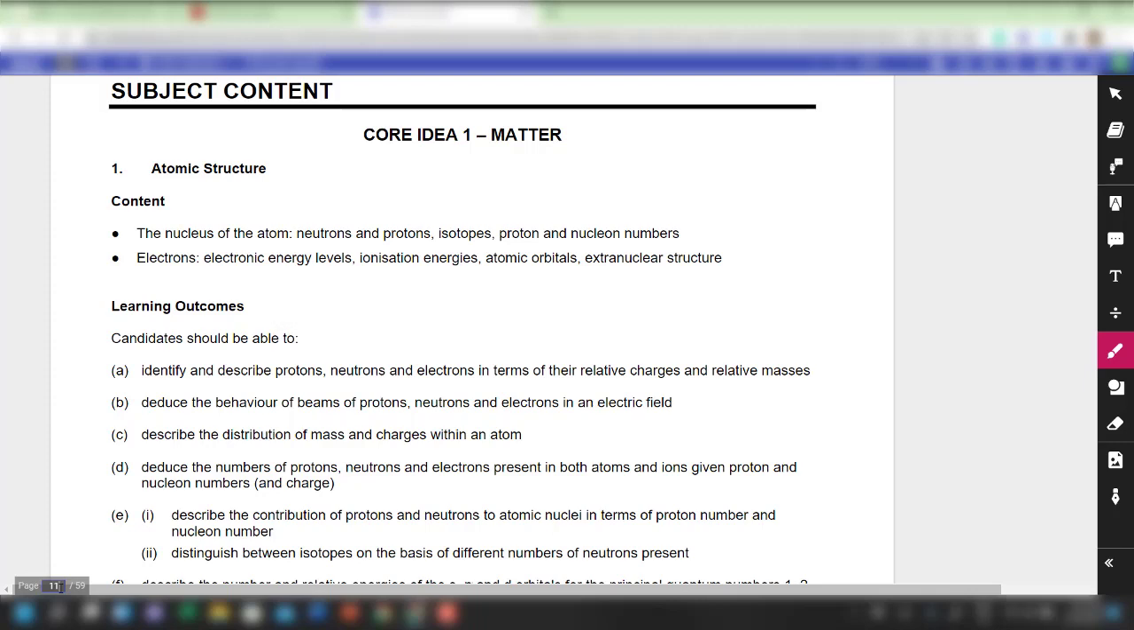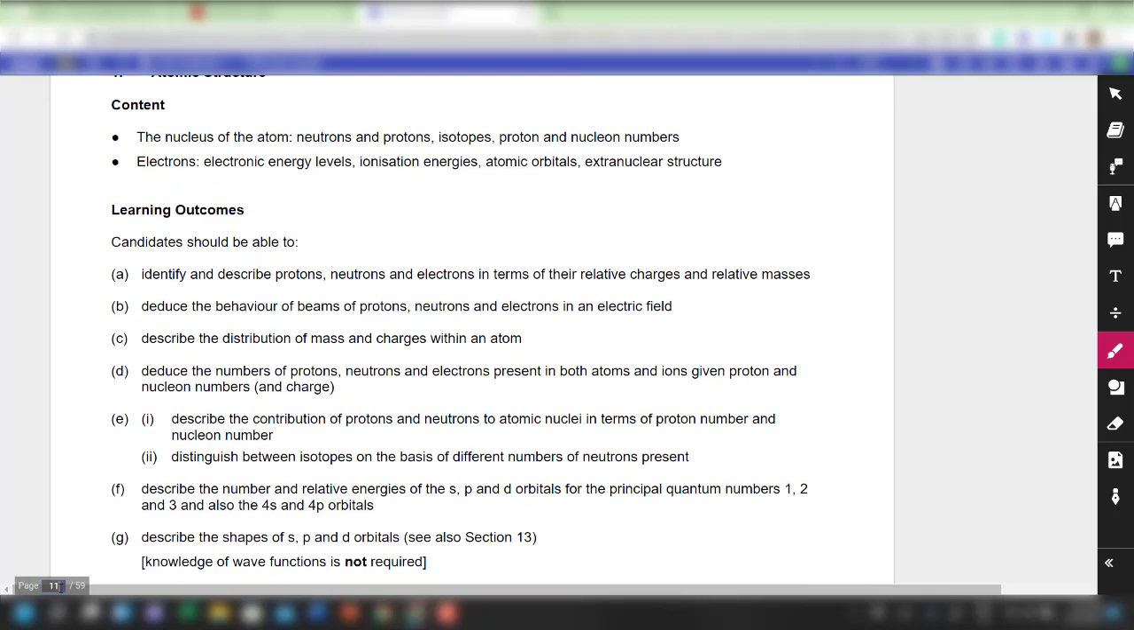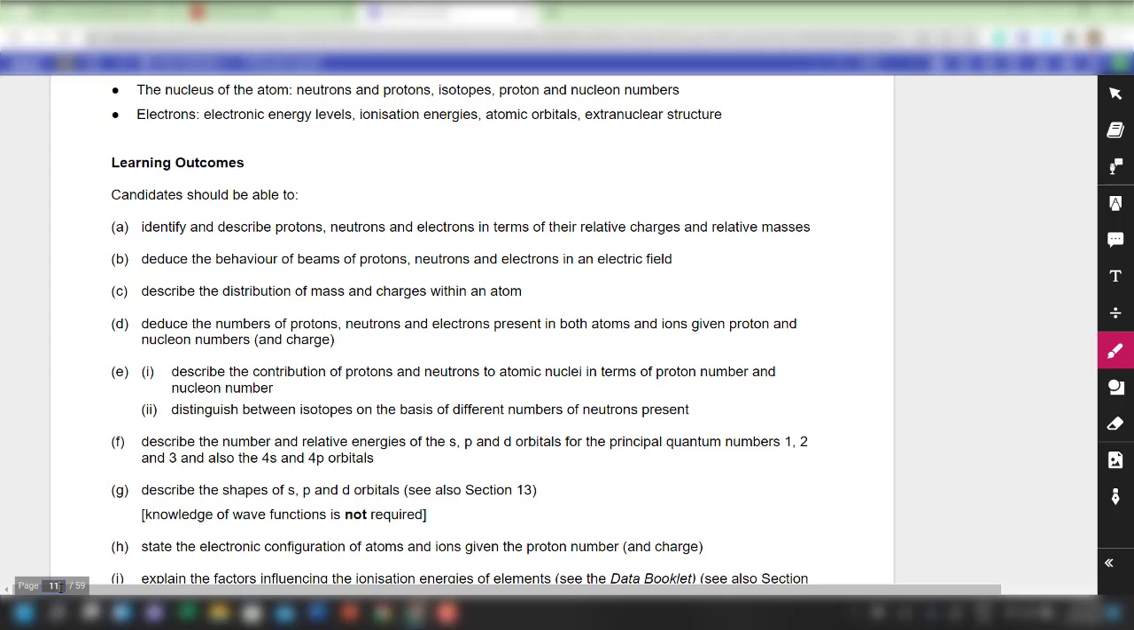So for example, in the first topic, atomic structure, if you look at 1A, it reads: candidates should be able to identify and describe protons, neutrons and electrons in terms of their relative charges and relative masses. In the structure of your notes, the information will be found somewhere inside. So you need to at least be clear about what you need to know for your syllabus.